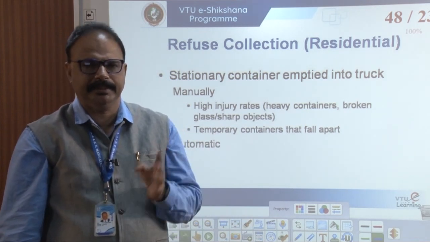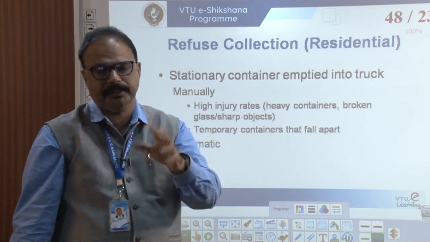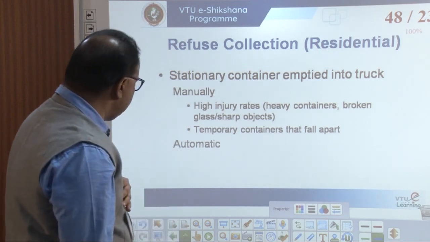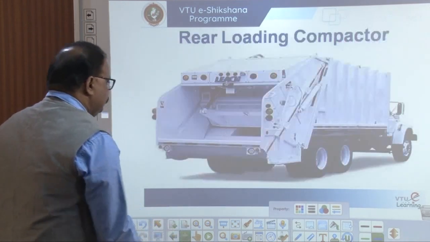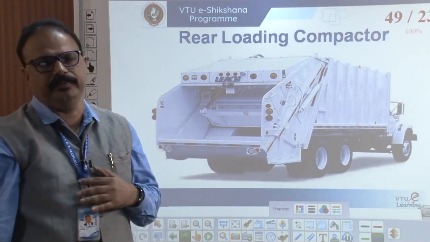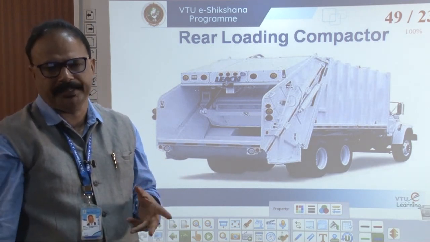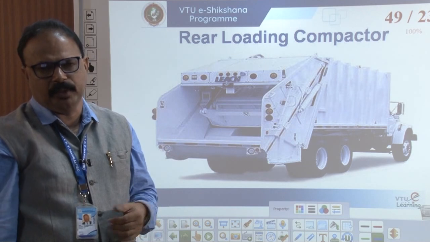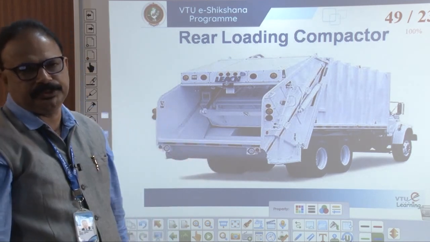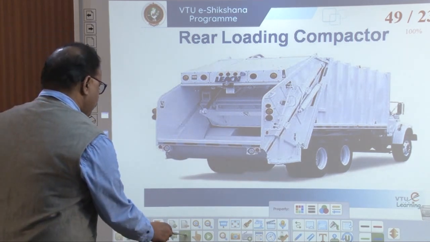Okay, a stationary container emptied into a truck, and an automatic container. There are two types of container for the residential. I'll show different types of vehicle one by one. This is one of the vehicles we use abroad, majorly abroad. India also nowadays is using this type of vehicle. You can see a rear loading compactor; it will take all the waste from the container. This is one of the compactors we are using nowadays. Okay, another one.